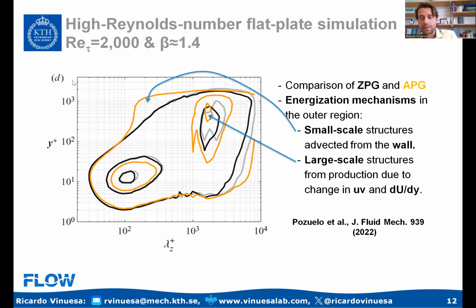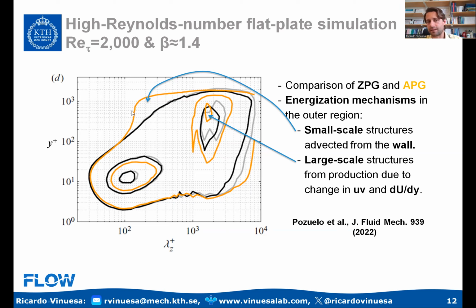What I'm showing you here in the vertical axis is the inner scale wall-normal coordinate, and the horizontal axis, the inner scale spanwise wavelength. So this is the power spectral density in Z for each wall-normal location. In black, I'm showing you the spectrum of the zero pressure gradient boundary layer, and in orange, the inner scale pre-multiplied power spectral density in the streamwise direction for the APG. And of course, the near wall region is similar, but there are two main differences.